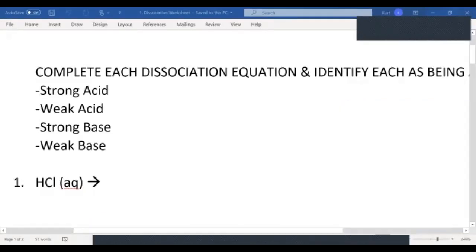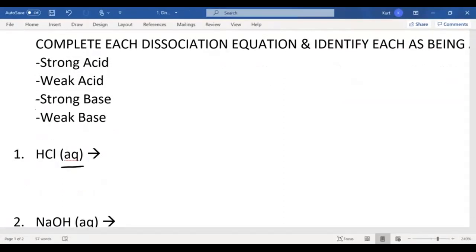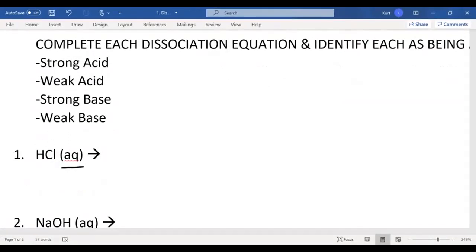Okay, so when it says complete dissociation, you just had to break it down. So the first substance is HCl. Because it says aqueous, that means it's an acid. Now, if you had trouble identifying if it was a strong or weak acid or base, I get that. I didn't teach you that, but I do hope that you would have been able to at least say if it was an acid or a base.